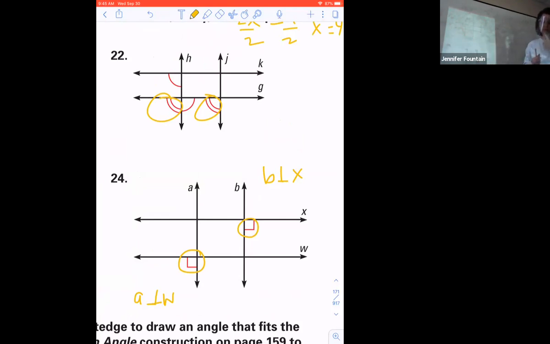Wouldn't it be alternate angles? Well, I mean, it should be. Alternate angles, like alternate exterior, would be here and here, because they'd have to be outside.